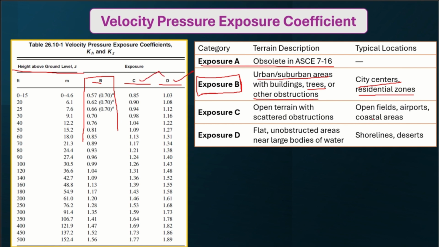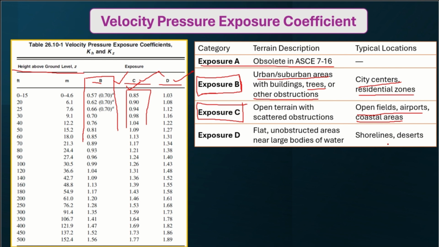If your tank is located in open fields like airports or coastal areas, that is low obstacle areas, the wind is less obstructed. That means you can observe higher wind pressure in this location, so you need to take the exposure category as C. Here you can see the Kz values are somewhat high compared to B, because in urban areas you have full of obstructions like buildings and trees. In exposure C, you have only a few obstructions, so that's why your values are higher.